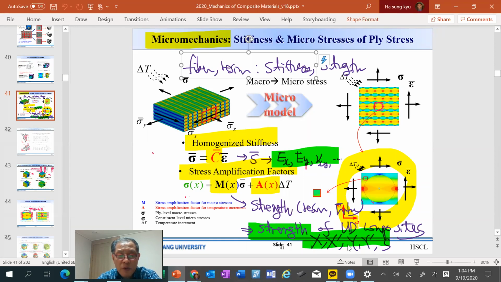X and X prime, Y and Y prime, S. In other words, X means fiber directional strength, and X prime is the compressive strength, and etc. So as a result, epsilon X and E Y and etc. Those are macro level stiffness, and this is the macro level UD strength.